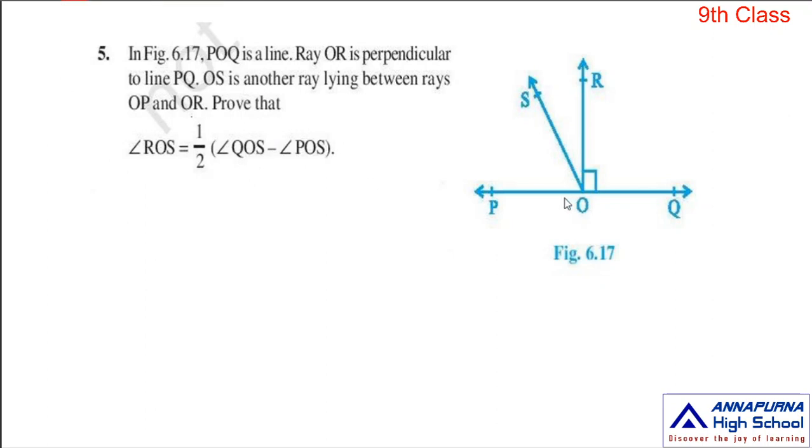See the figure. POQ is a straight line. Ray OR is perpendicular to the straight line POQ. So angle ROQ is equal to 90 degrees, and angle POR is equal to 90 degrees, because POQ is a straight line. So angle POR and angle ROQ are a linear pair of angles.